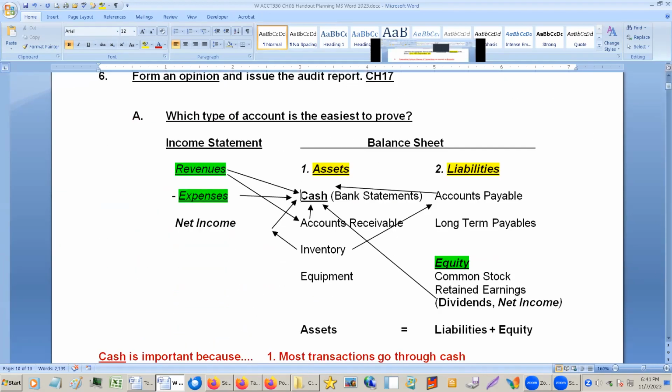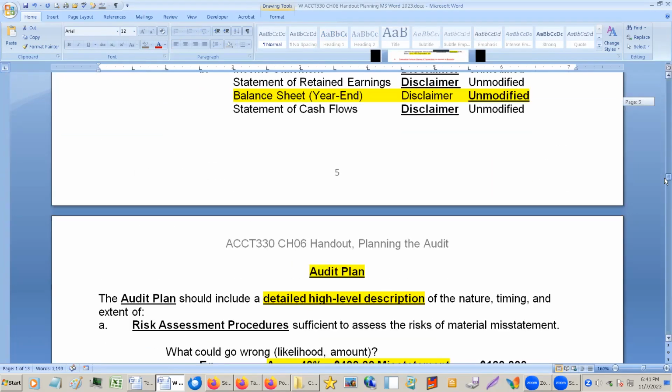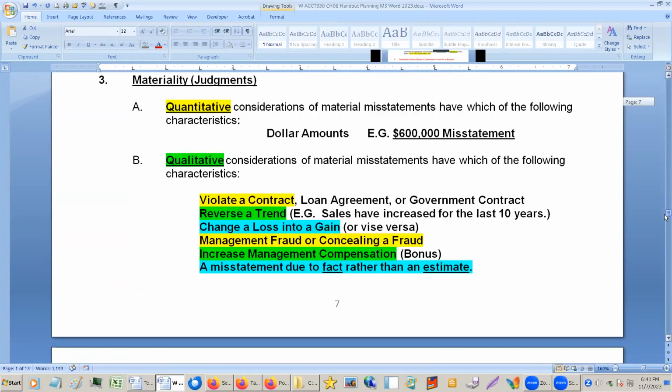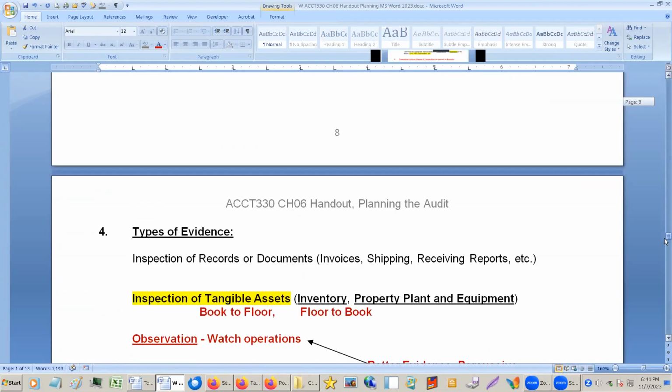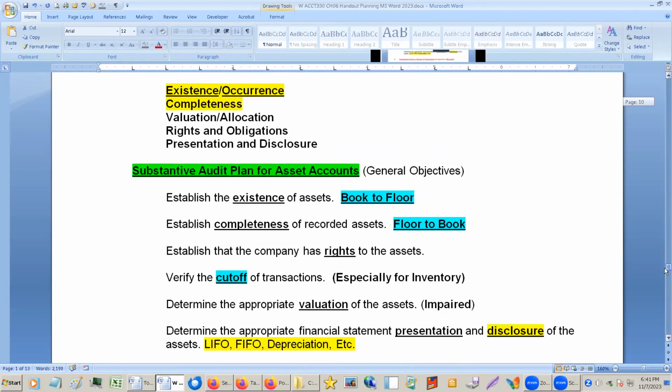this. You audit cash, you go through everything. Down here, it's kind of broken up. The cash is kind of spread out, but the testing of it will be exactly the same. Man, this is a long handout.